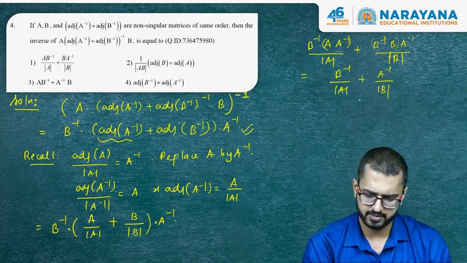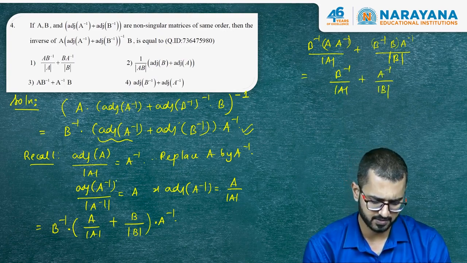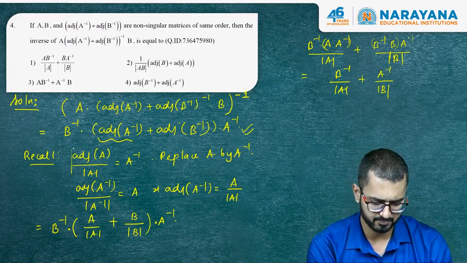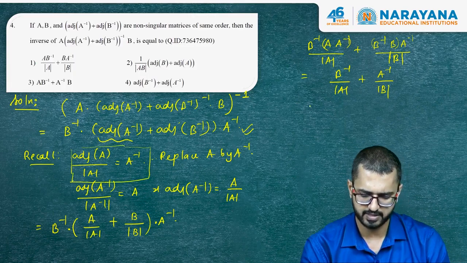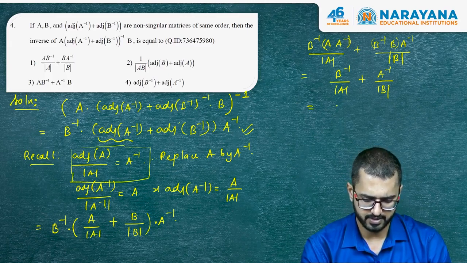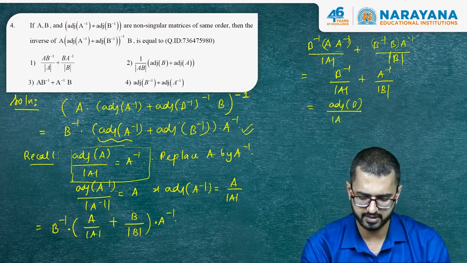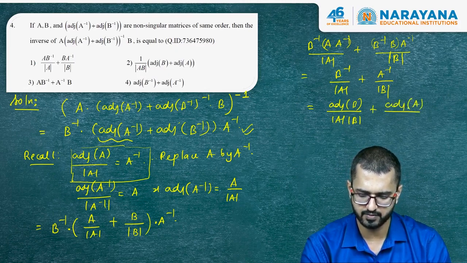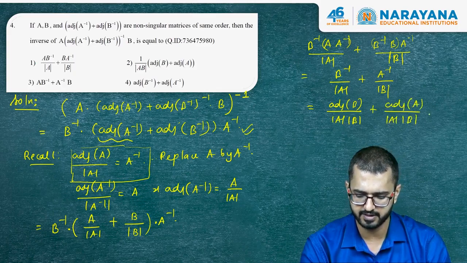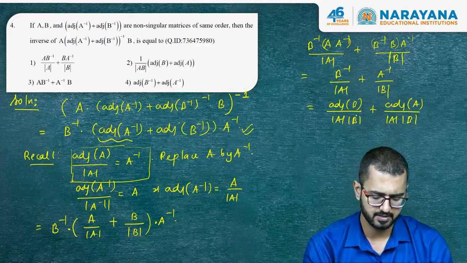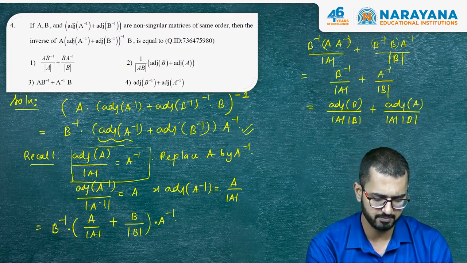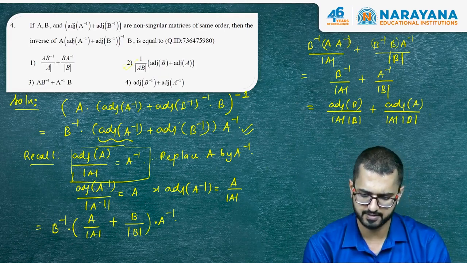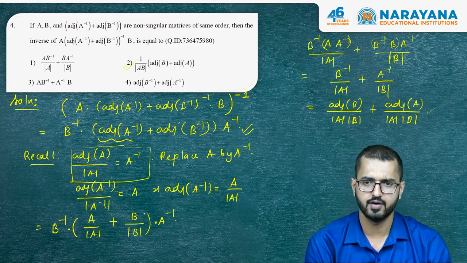But options are not given in this form, so we'll write down B inverse again in terms of this form. So I'll be having B inverse can be written as adjoint of B over det A det B plus adjoint of A over det A det B. Okay, and yes, this makes our option B correct. Second option is correct for this thing. I hope you understood this thing.